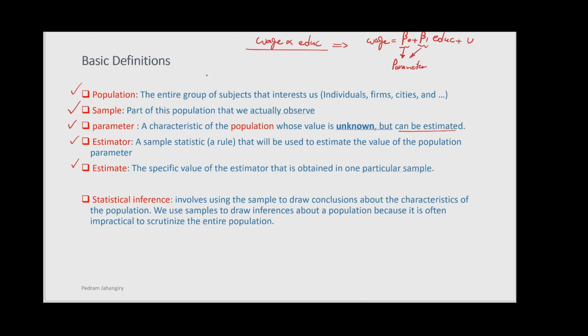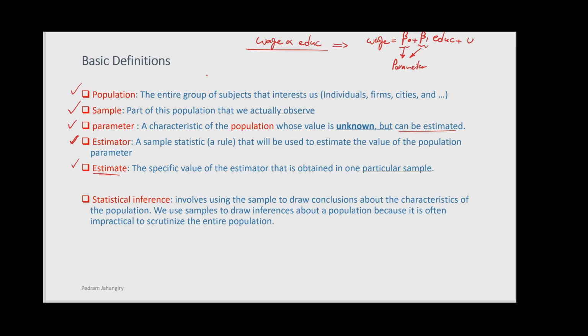In our regression analysis, how do we estimate these parameters? By using OLS. So what is OLS? OLS is our estimator. An estimator is a sample statistic, a rule, a function, like the average, like OLS. These are rules, functions that are used to estimate the value of the population parameter. In our example, the population parameters are beta 0 and beta 1, and the estimator is OLS. What are we estimating? The numerical values for beta 0, which we call beta hat 0, and for beta 1, which we call beta hat 1. These are the things that we estimate, and we call them estimates.